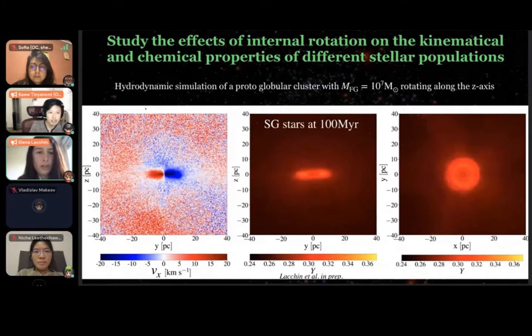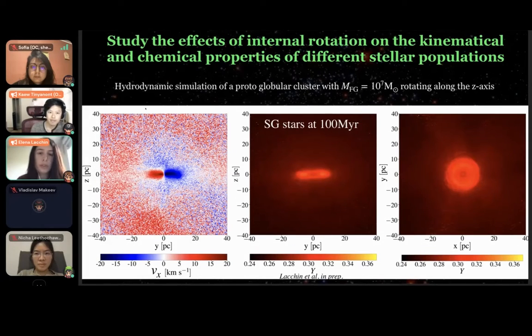And today I'll talk about stellar rotation, cluster rotation. In particular, our aim is to study the effects of internal rotation on the kinematical and chemical properties of different stellar populations inside globular clusters. And to do so, the first step is to perform hydrodynamic simulations.